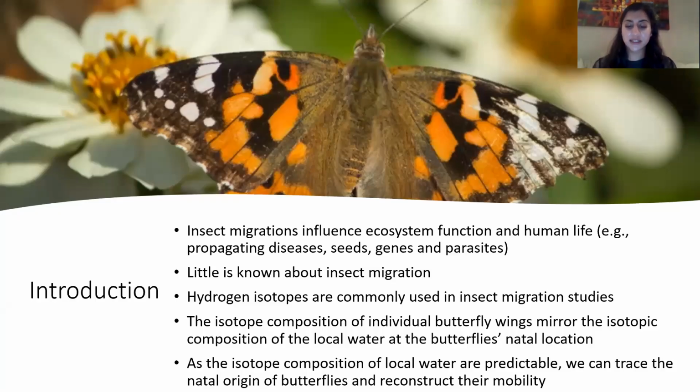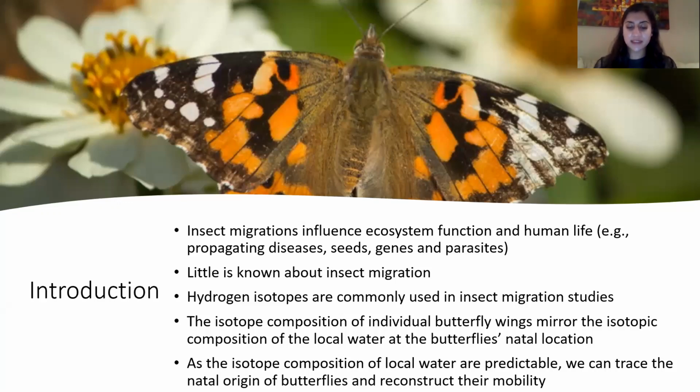Insect migration influences ecosystem function and human life. Migratory insects affect ecological interactions by connecting distant ecosystems, transporting nutrients and propagules like pollen over long distances, and structuring food webs. Painted lady butterfly is the most widely distributed lepidopteran worldwide, except in Australia and the Arctic.